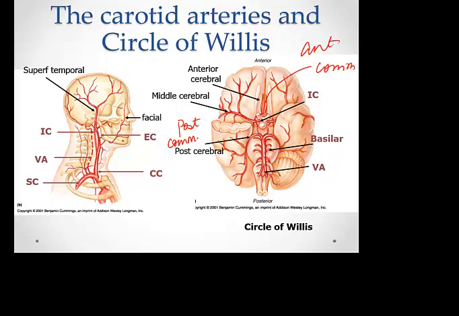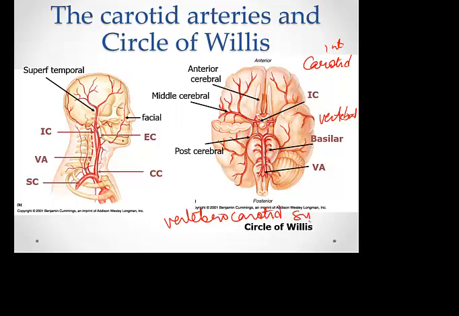Okay? So you can see a circle gets formed. Anterior cerebral, middle cerebral, posterior communicating, posterior cerebral of the other side, posterior communicating, middle cerebral, anterior cerebral, and anterior communicating. Can you see there's a big circle formed, which is called the circle of Willis. This circle of Willis is formed by the internal carotid and by the vertebral arteries, the two main sources of its branches. So this is often called the vertebrocarotid system.